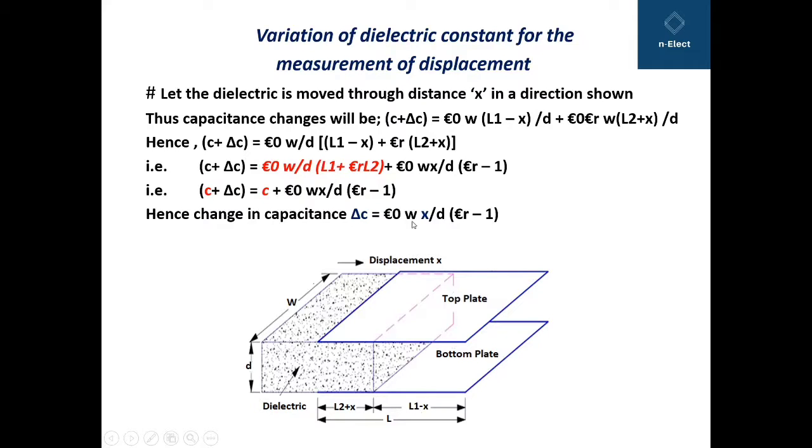On the right hand side, W, D, epsilon R, epsilon 0 are all constants, and therefore we can say the change in capacitance is directly proportional to the displacement x. So I hope the capacitive transducers concept is clear to you from the expression and from the variations we have seen in the capacitance due to different physical parameters.